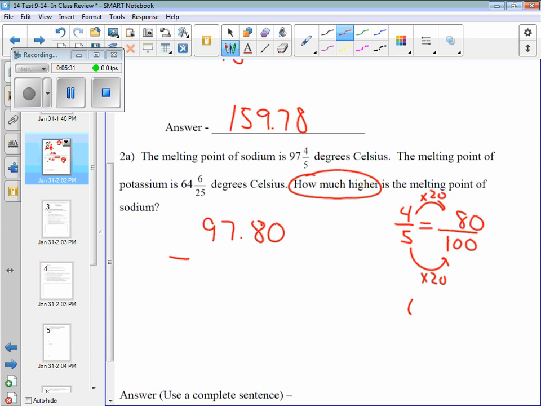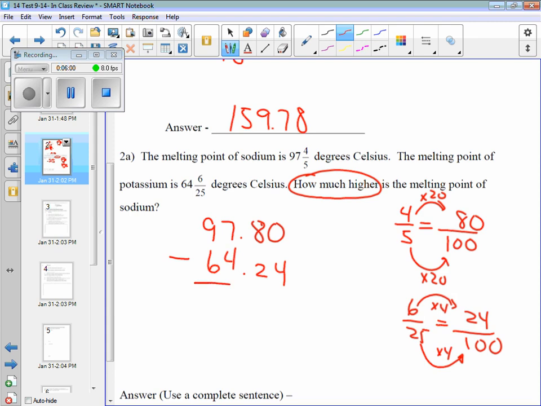Okay, 6/25. Same thing. Equal to what over 100? We have to multiply our bottom by 4. And we do the same thing to the top. It's going to create a numerator of 24, a fraction of 24 hundredths, which as a decimal is expressed this way. And now everything is set up.